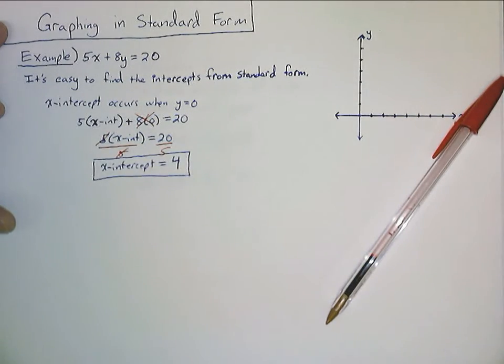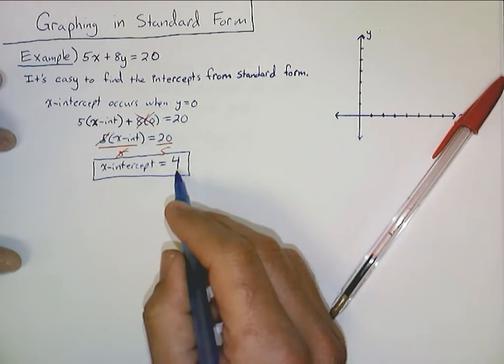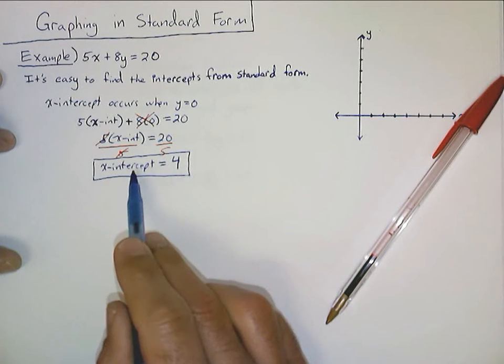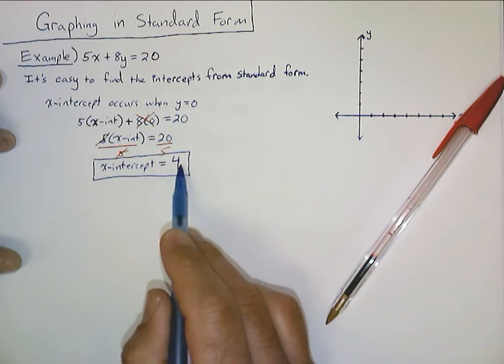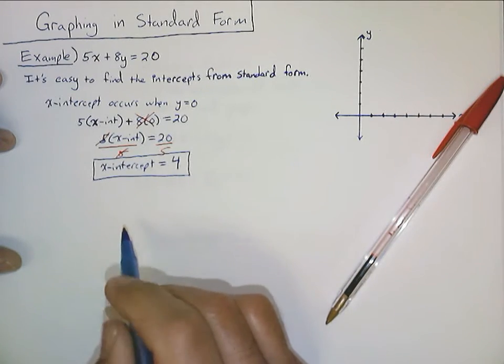So that gives us 1 point on the line. A really nice easy point, 4. Or actually the point would be 0, 4. Excuse me, 4, 0. Sorry. X's coordinate is 4. The y coordinate would be 0.